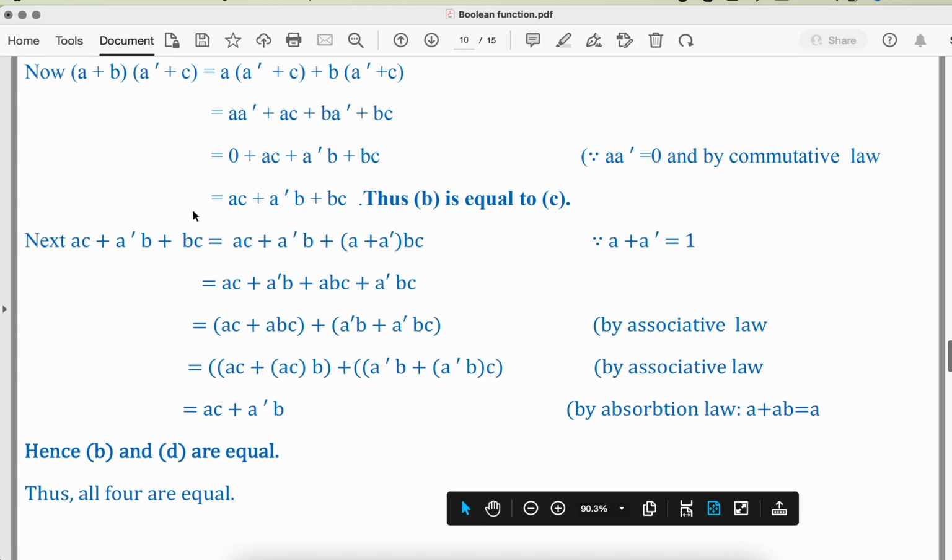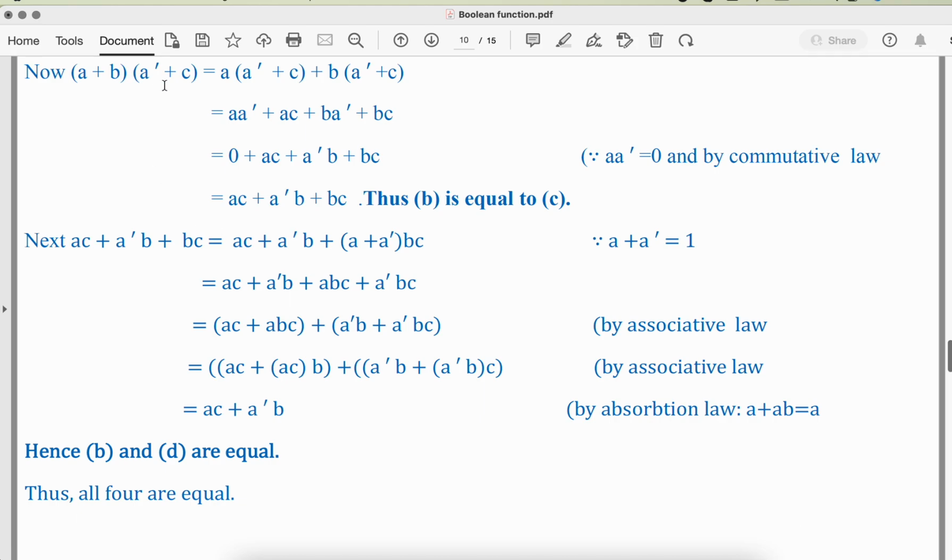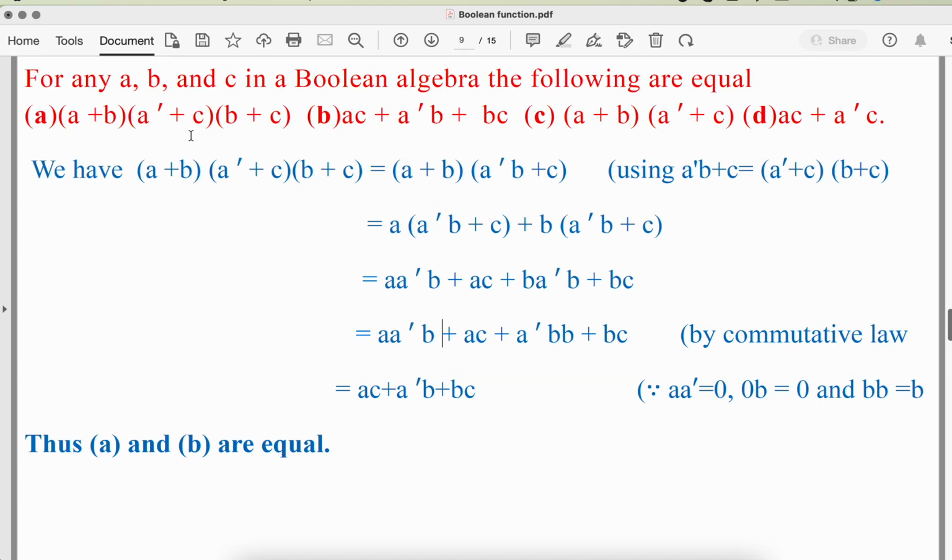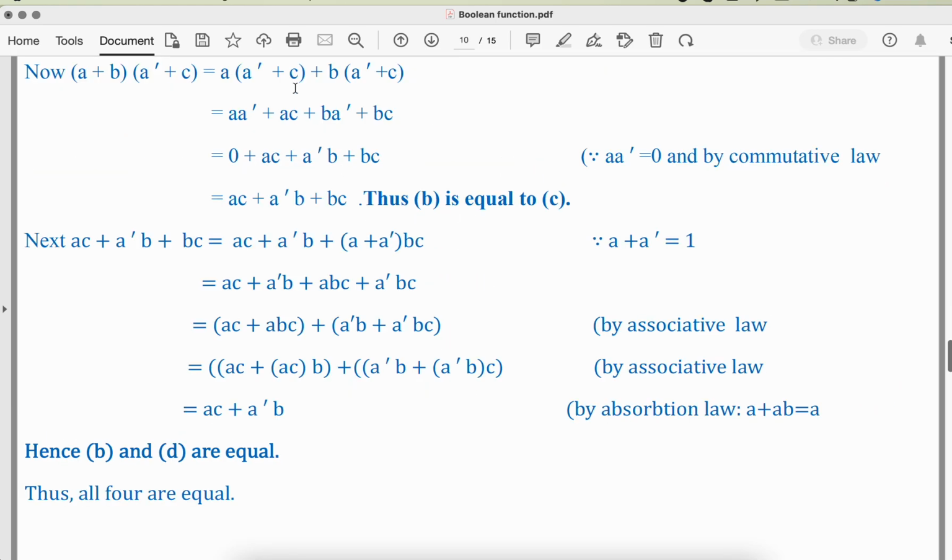Now, (A + B)(A' + C). This is C. (A + B)(A' + C). So by applying the distributive law, A(A' + C) + B(A' + C). So it is AA' + AC + BA' + BC.